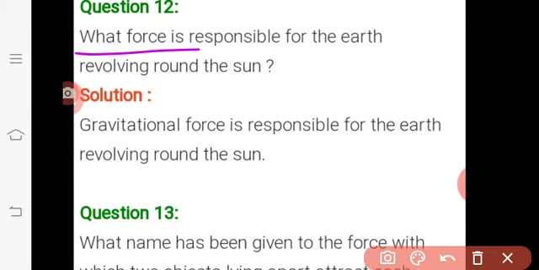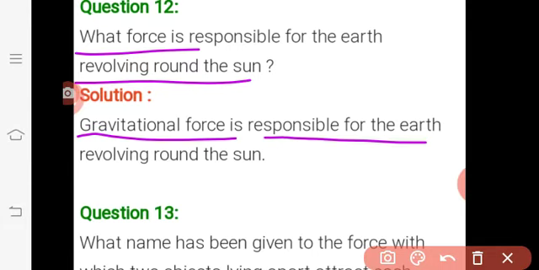What force is responsible for the earth revolving around the sun? Gravitational force is responsible for the earth revolving around the sun.